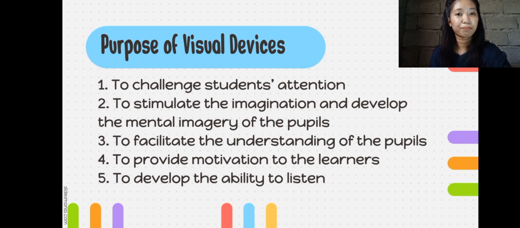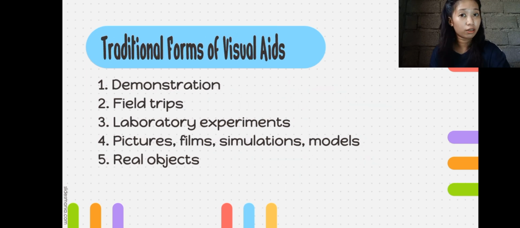ability to listen. Now, here are the traditional forms of visual aids. First, demonstration. Second, field trips. Third, laboratory experiments. Fourth, pictures, films, simulations, models. And number 5, real objects.